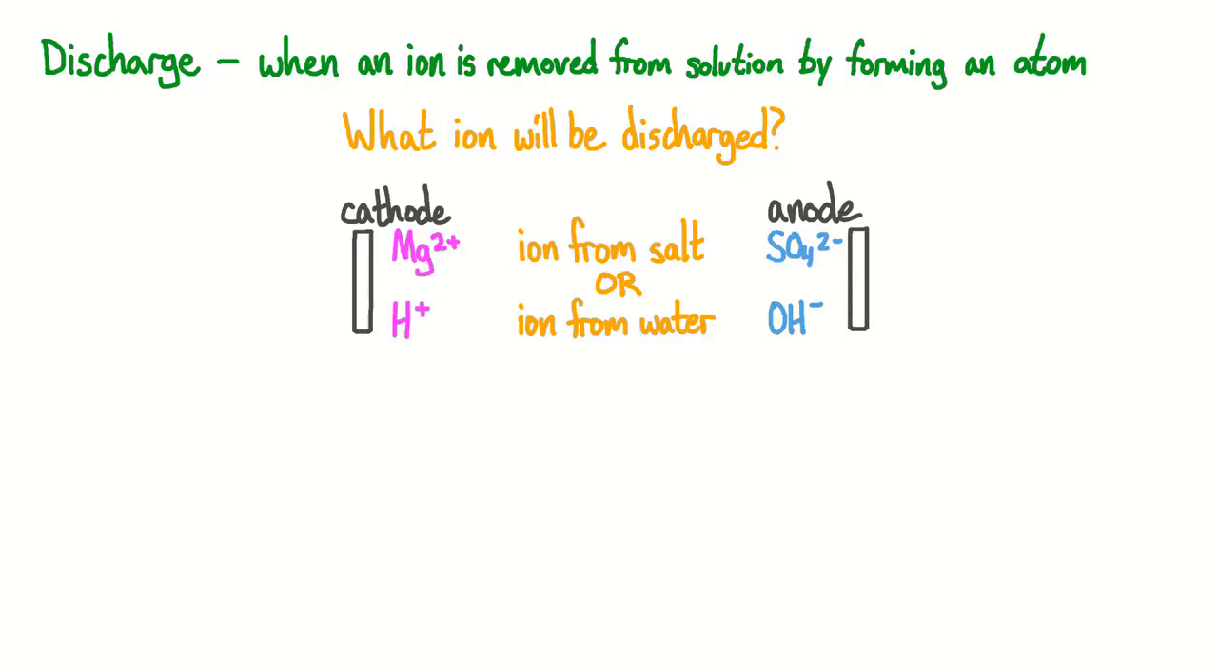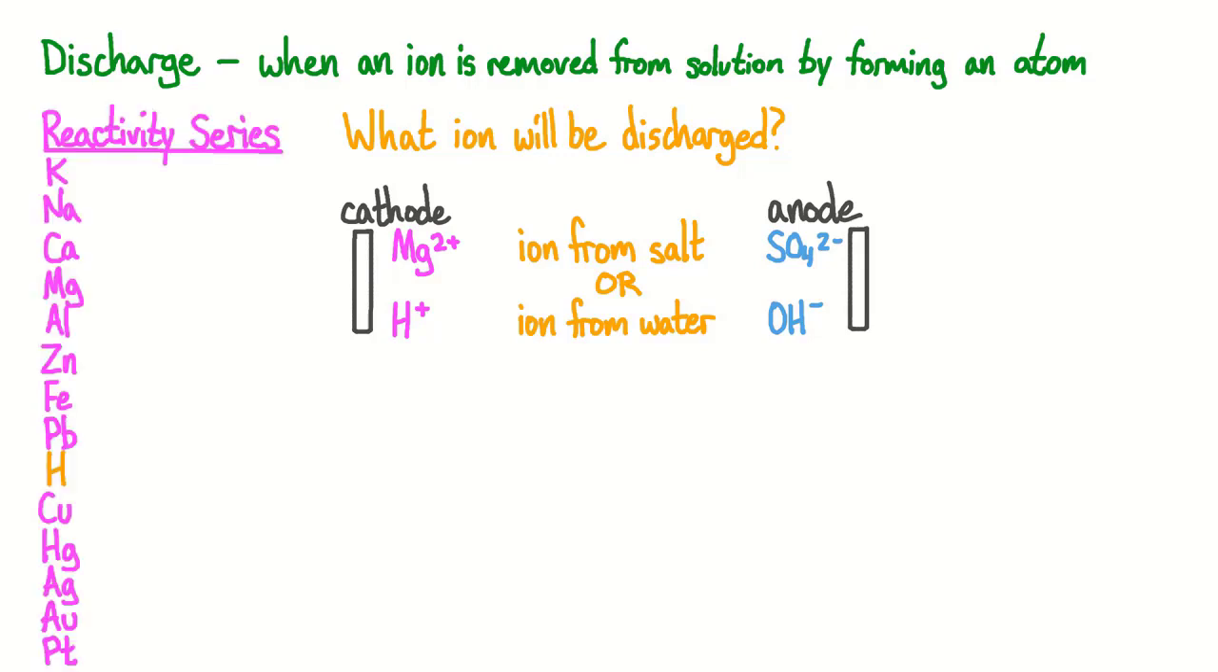We have already established that at each electrode, there are 2 candidates that could be the discharged ion. It can either be the ion from the salt or the ion from water. The positive ions of each type will gather at the cathode, while the negative ions of each type will gather at the anode. Thankfully, there are a couple simple rules we can follow to identify which ion will be discharged.